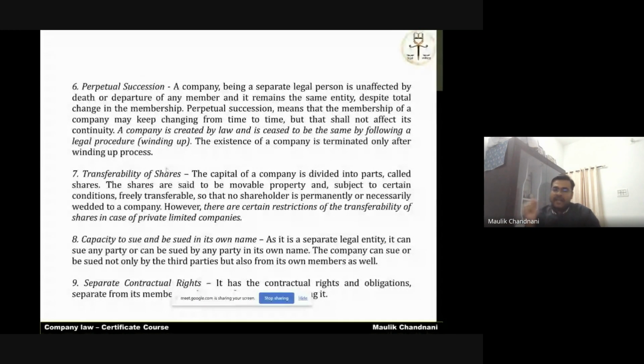Next is the transfer of shares. Of course, the shares are movable, transferable property. They can be transferred from one person to another. Of course, there are certain restrictions in the case of a private limited company. Now, it can sue in its own name because it is a legal person. It can be sued in its own name by a third party. You can sue in your name any third party. You have separate contractual rights and obligations.